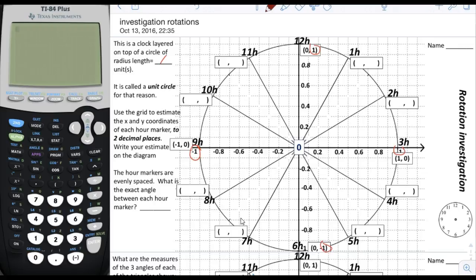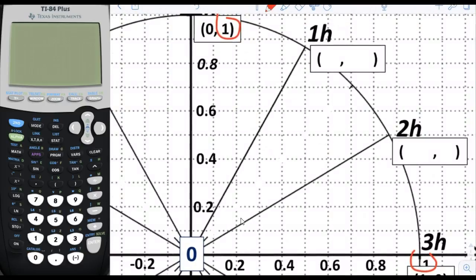Use the grid to estimate the x and y coordinates of each hour marker to 2 decimal places and write your estimate on the diagram. The hour markers are evenly spaced. What is the exact angle between each hour marker? 30 degrees, right? Because 360 degrees divided by 12 hours is 30 degrees. You could also take 90 degrees and divide it by 3, you also get 30 degrees. So let's look at each one of these and see exactly what the coordinates are.